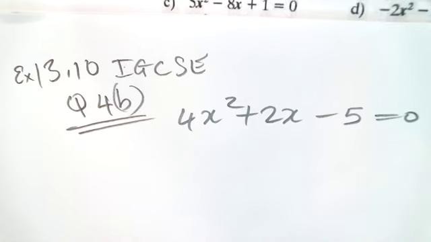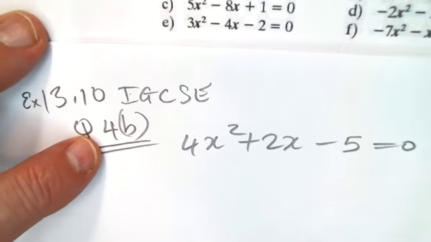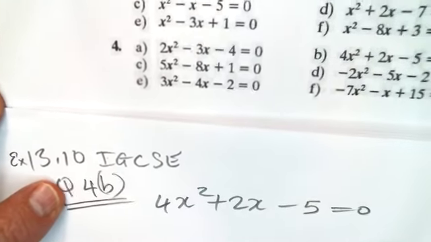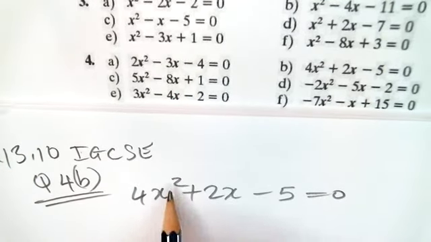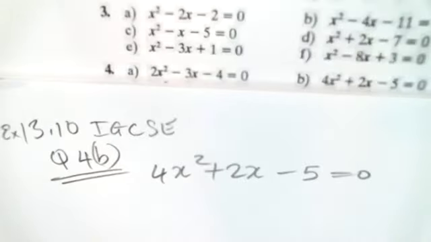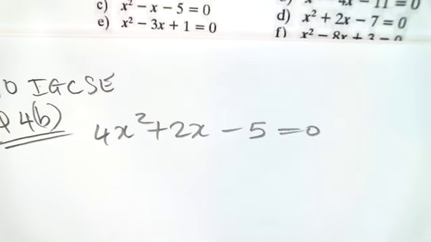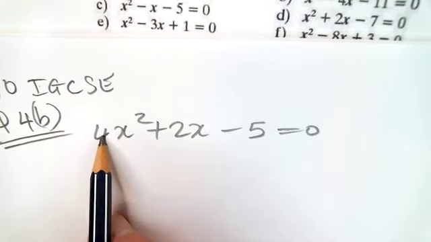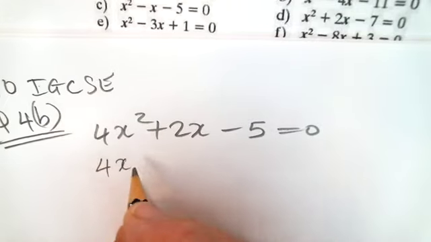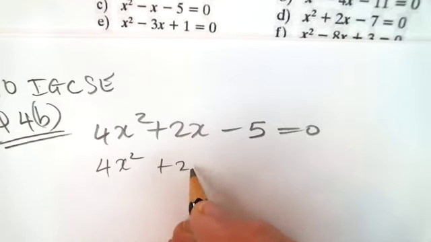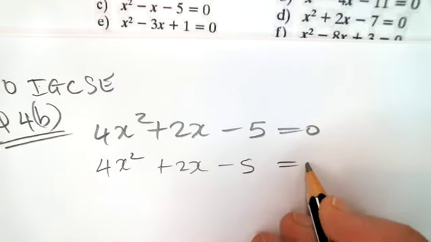All right, here is the IGCSE exercise 13.10, question 4b, and we're completing the square. And we've got another one with a non-1 coefficient for the x squared, so a little bit of fun there. So again, we have a slightly different approach to if this was just a plain x squared or 1x squared. So I'm going to start off, I'm going to restate the question. 4x squared plus 2x minus 5 is equal to 0.